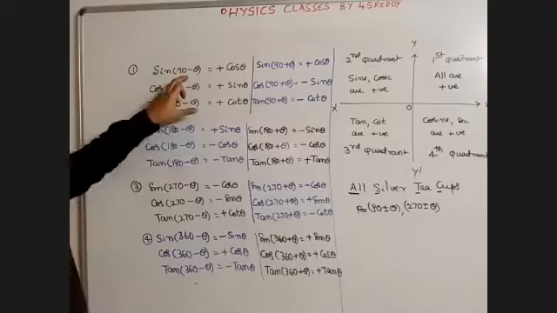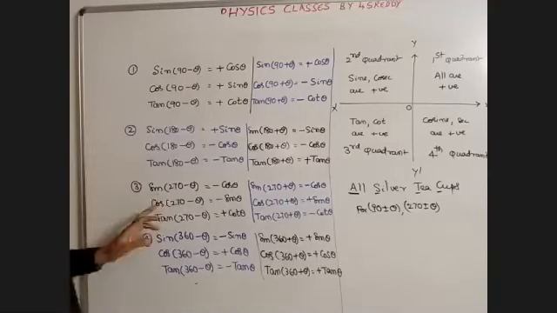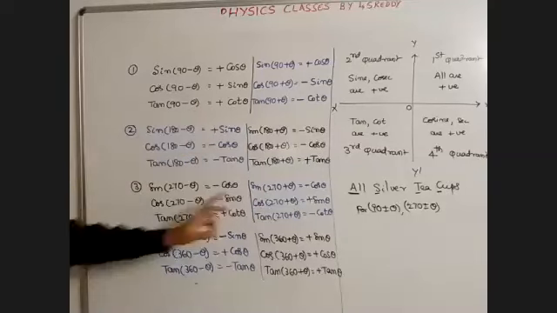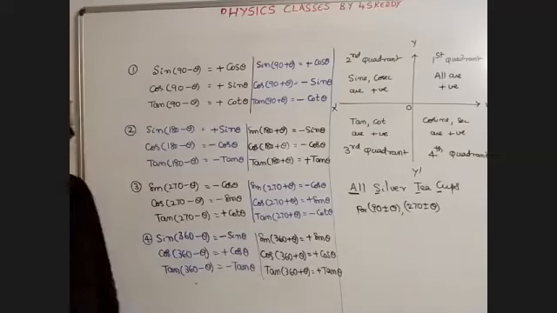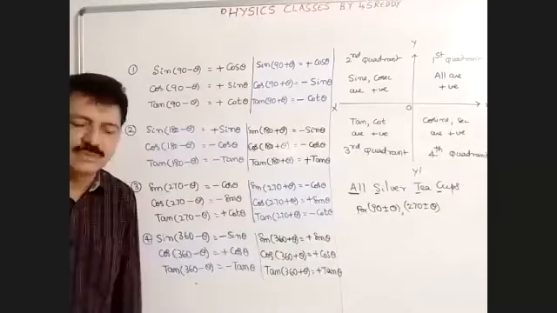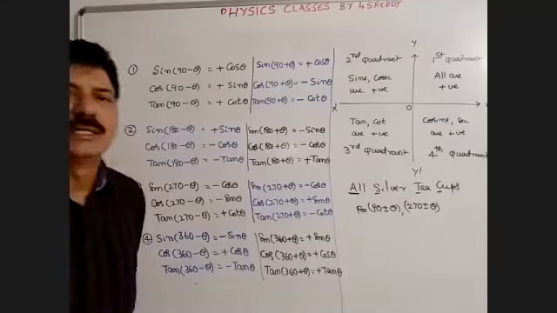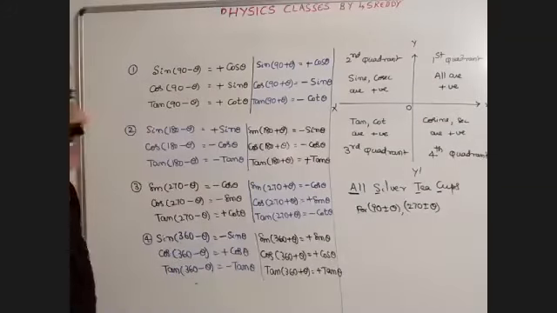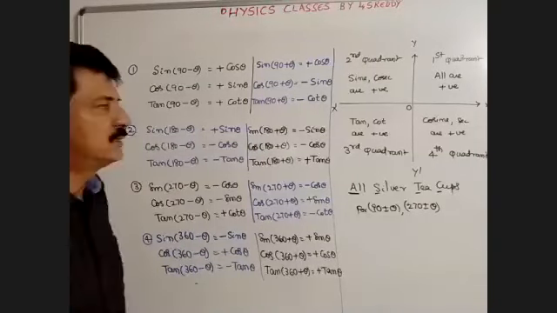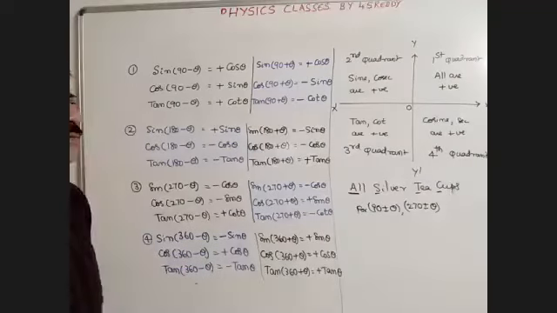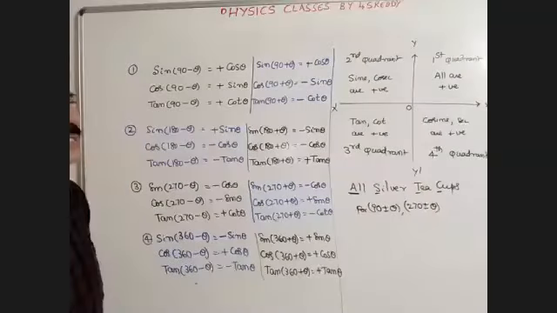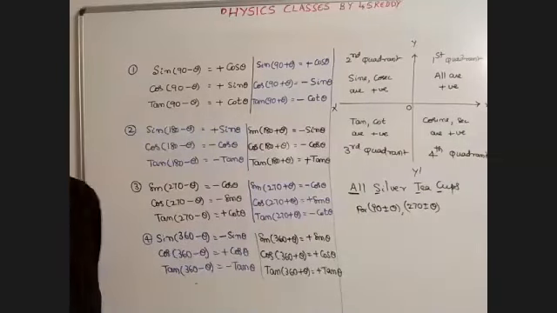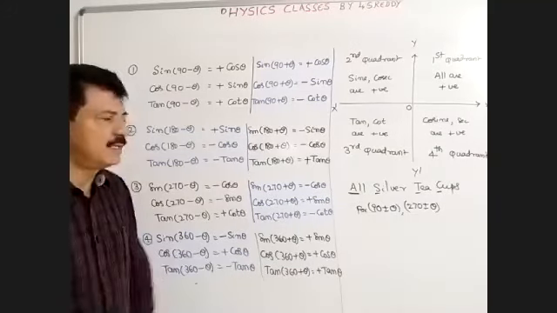For 90 and 270, sine changes to cos, cos changes to sine, tan changes to cot. For 180 and 360, the function remains unchanged. Only the sign can be determined by using the all-sin-tan-cos rule. In the first quadrant, all are positive. In the second quadrant, sine and cosecant are positive, which implies the remaining are negative. In the third quadrant, tan and cot are positive, which means the remaining functions are negative. In the fourth quadrant, cosine and secant are positive, which means the others are negative. Once you get the idea of this, you can easily get the rest.